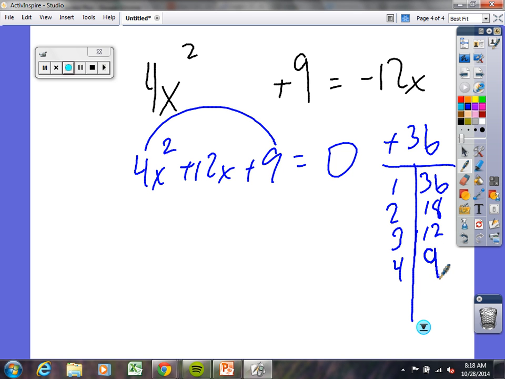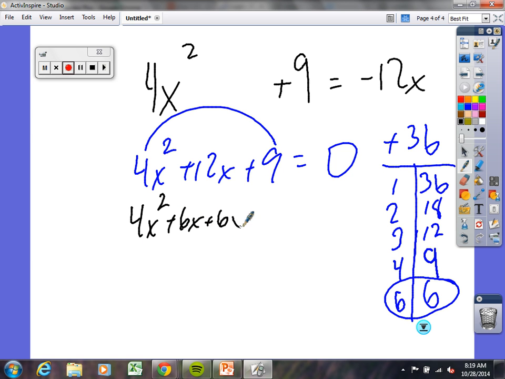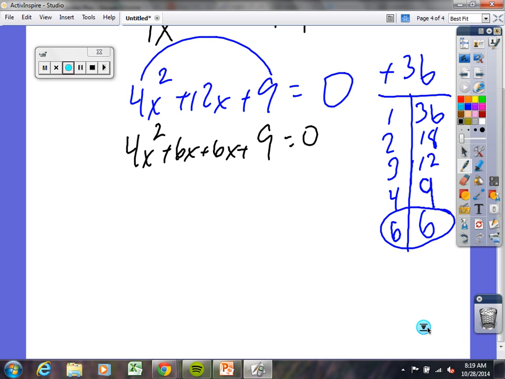And 5 can't go, but this being a plus again, what do we do? We add them. And that's 6 and 6, right? Okie dokie, here we go. 4x squared plus 6x plus 6x plus 9. Once again, I'm not changing the value. I'm just rewriting. That's the whole goal. Don't change the value. Rewrite it.